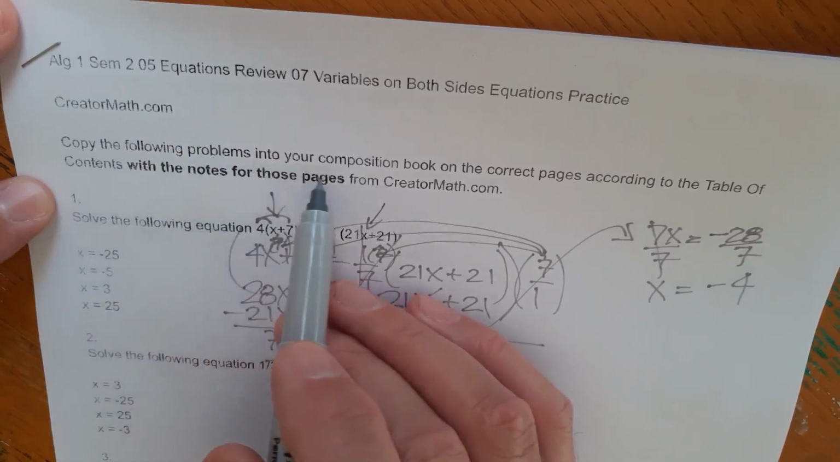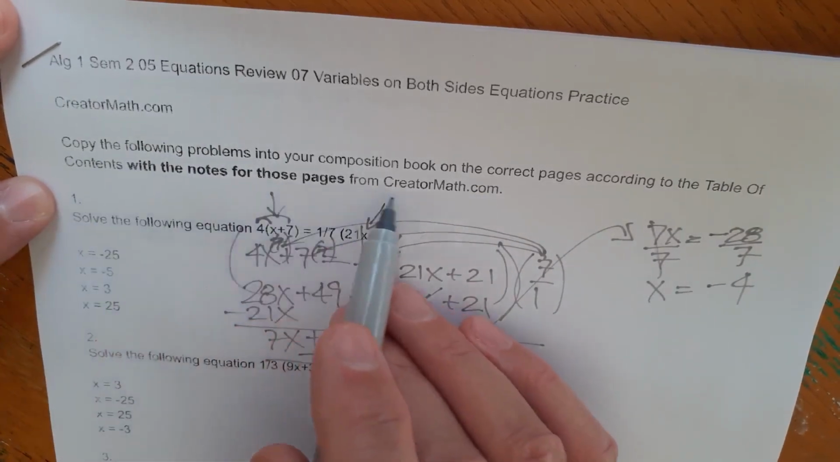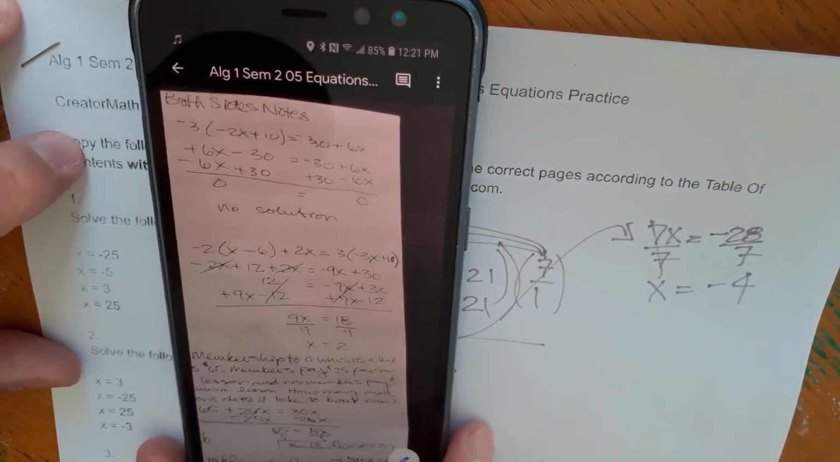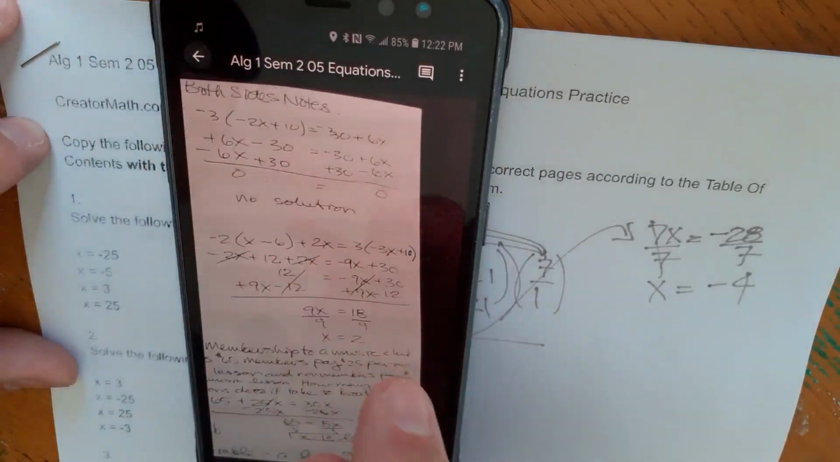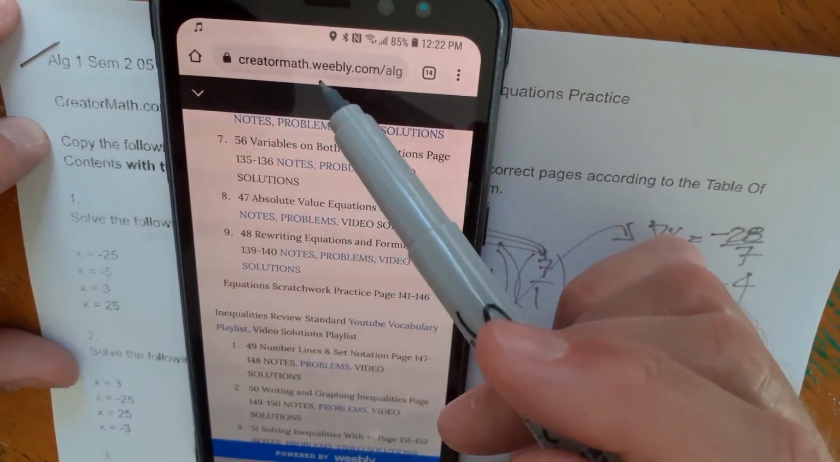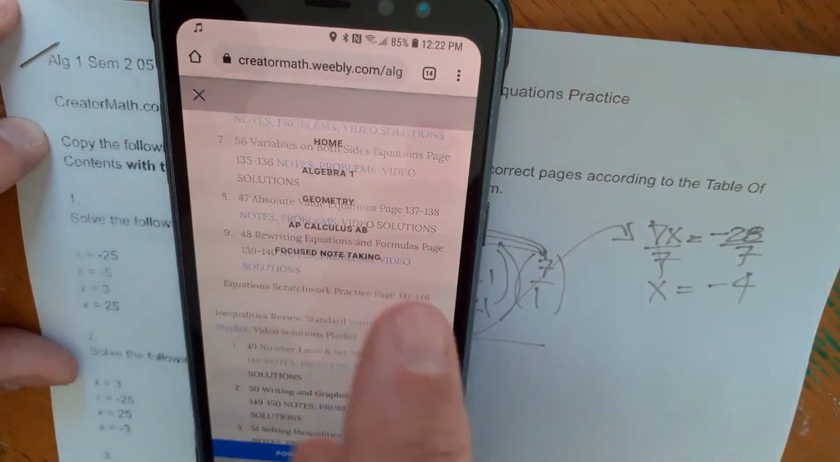The instructions are copy the following problems into your composition book on the correct pages according to the table of contents with the notes for those pages. So just to preview the notes for you really quickly and how to find those. Here's the name of the website, creatormath.weebly.com. Google that.